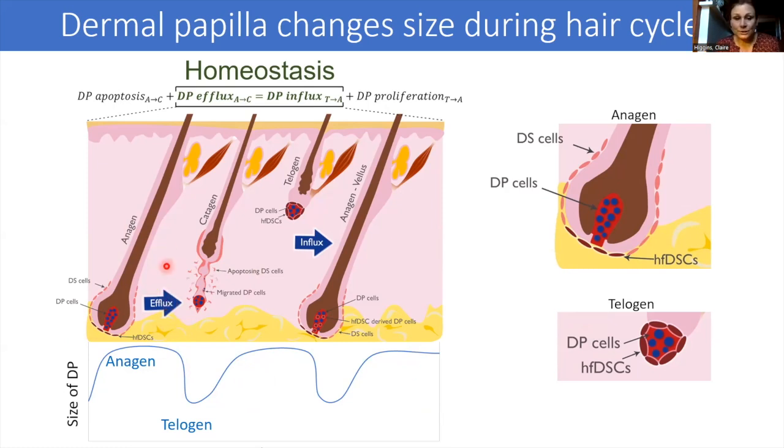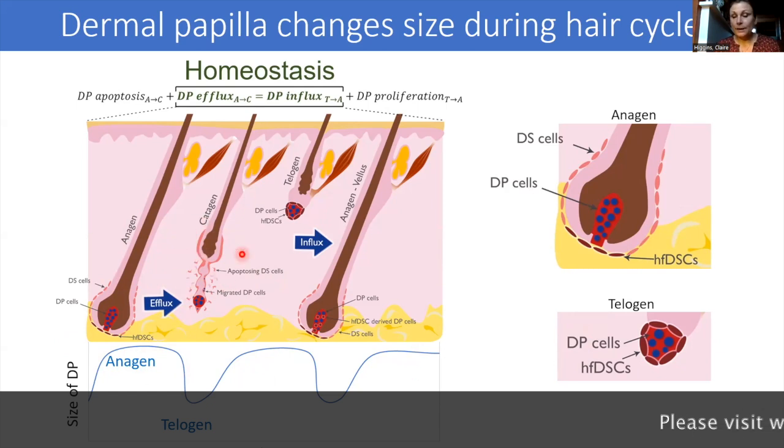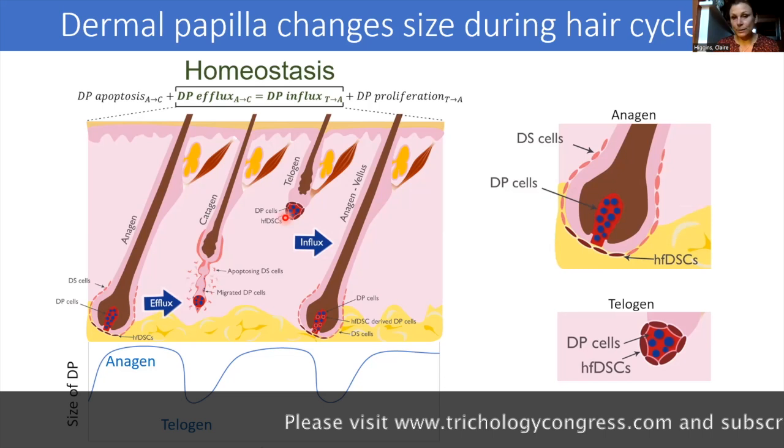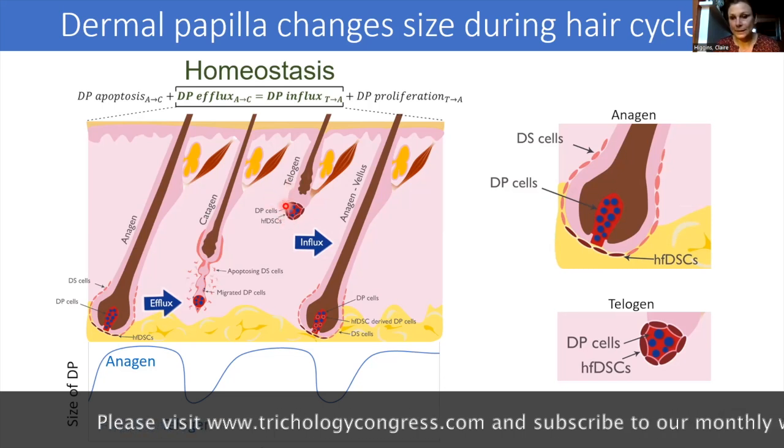And these changes occur because of movement of cells either out of the papilla or into the papilla, termed efflux and influx. So in the anagen to catagen transition, there is a migration of cells out of the base of the dermal papilla into the surrounding sheath. And these dermal sheath cells then undergo apoptosis, leading to the smaller dermal papilla that we see in telogen.